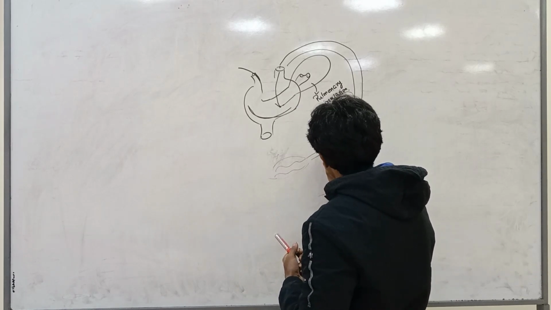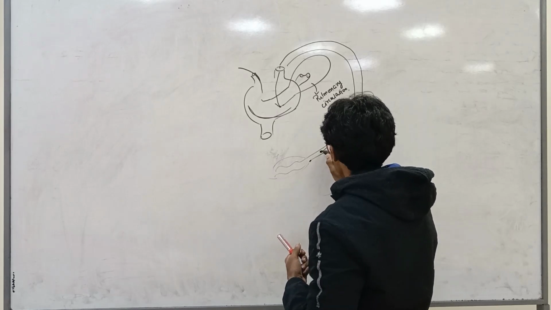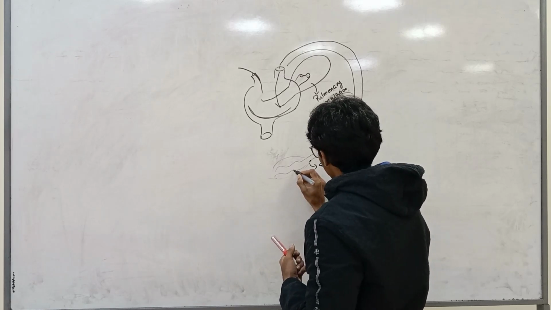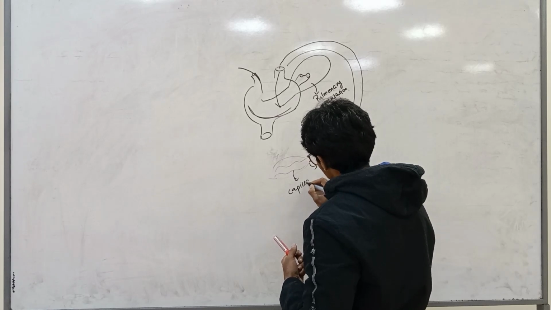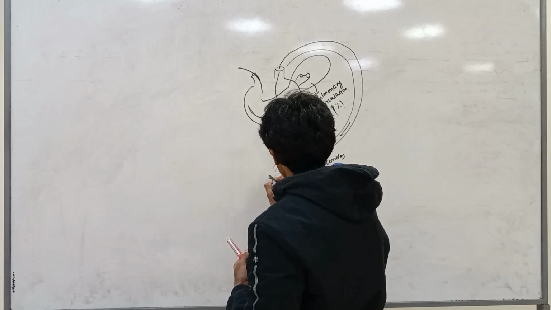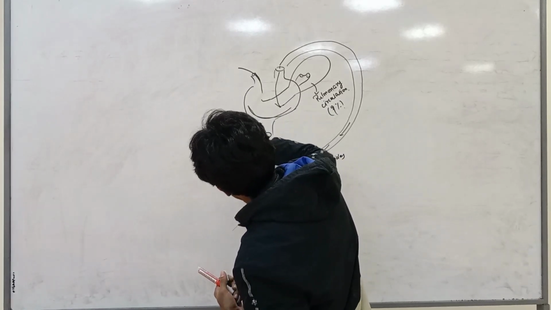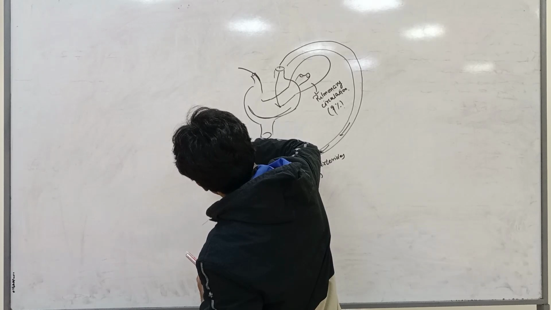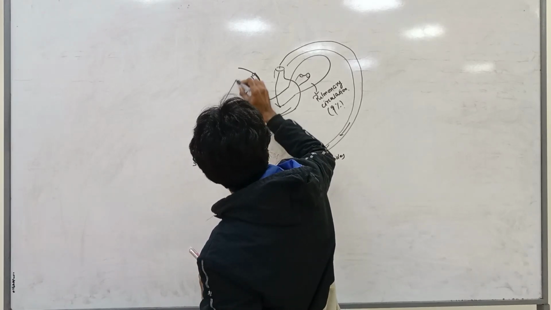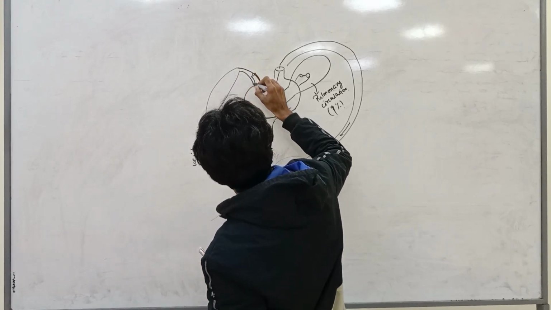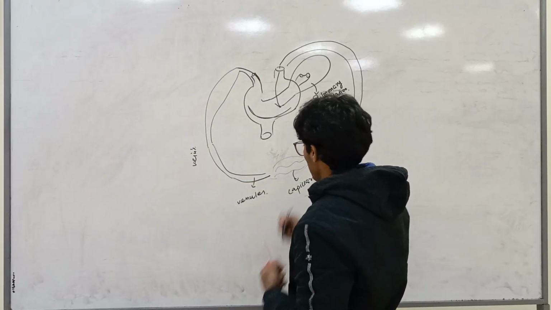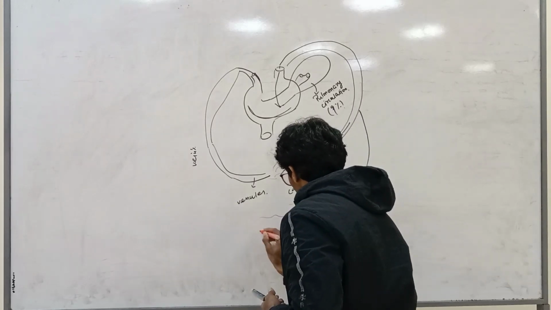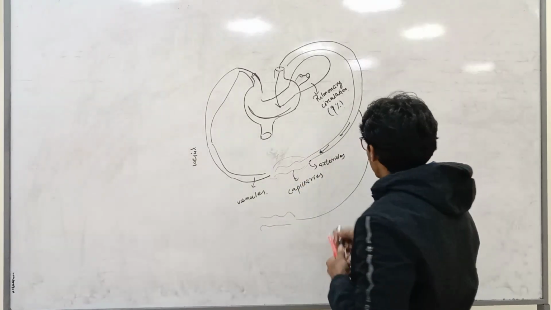Capillaries, arteries here, and then arterioles, and then capillaries, venules, and veins, and back to the heart, from the superior vena cava and from the inferior vena cava. I hope you understand the mechanism of circulation.